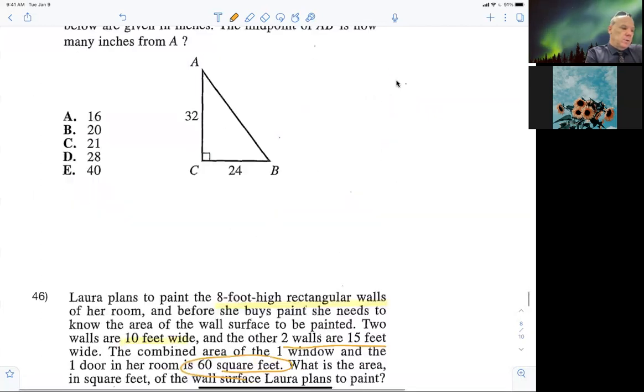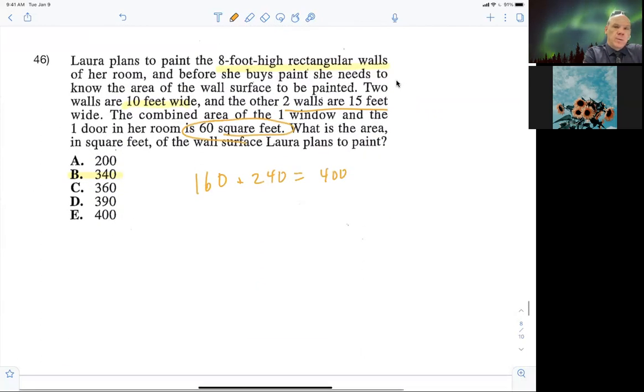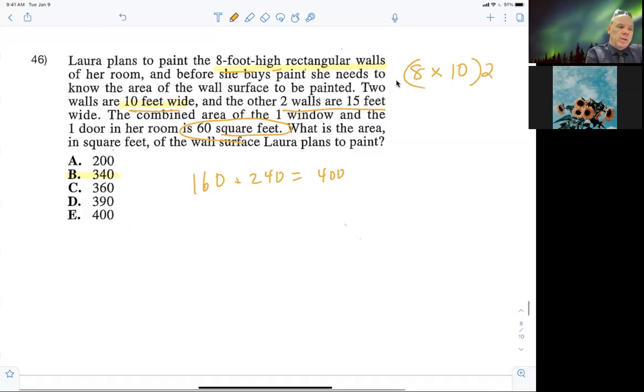I'm still confused. With what? Could you maybe draw it and label the sides? There's usually 4 rectangles, Marin. The area of a rectangle is what? How do you find the area of a rectangle? Base times height. Right, so it's 8 feet high by 10 feet wide. That's one wall. And there's 2 of them. And the other wall is 8 by 15. And there are 2 of them.